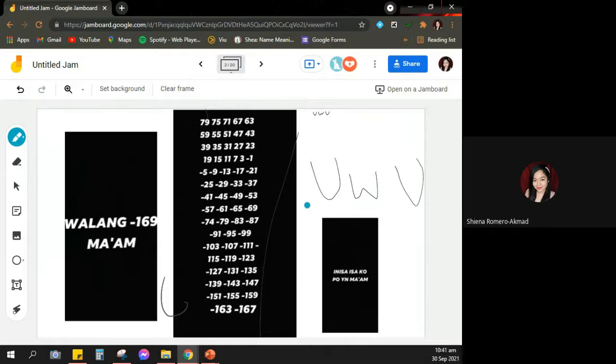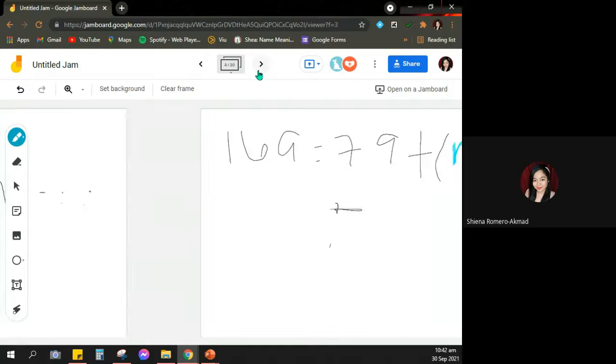Ano yun? Kasi nag-start ka sa 79. Pang ilan ba siya? Pang ilan si 169? Pang 63? Ilan to lahat? 1, 2, 3. Ang haba naman nito, nak. Wala daw si negative 169. Sige, later. Check ko yan.